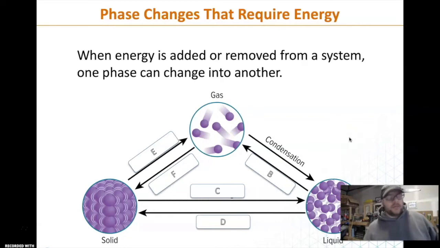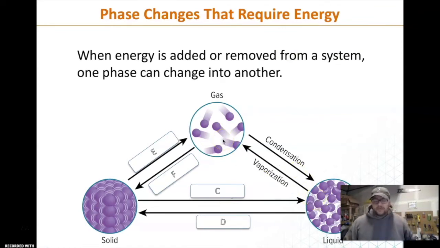So that one would be condensation. So we're going from a gas to a liquid, it condenses down. All right, so if we're going the other way, liquid to a gas, what's that called? That's called vaporization, or you could have said evaporation would have worked as well.